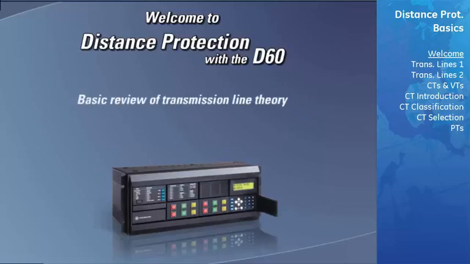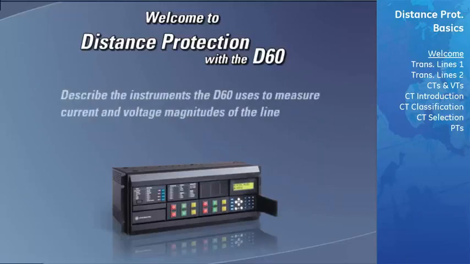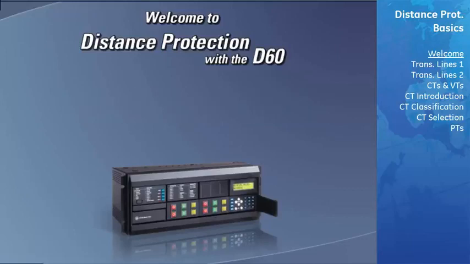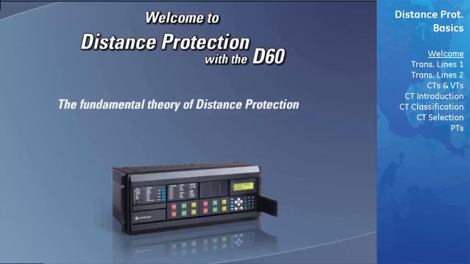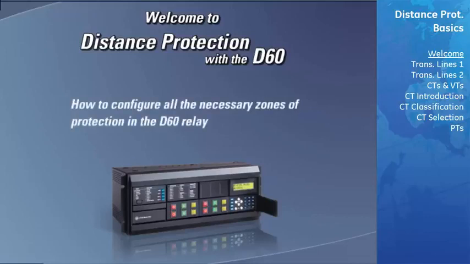This course will begin with a basic review of transmission line theory, and then move on to describe some of the various instruments that the D60 uses to measure the current and voltage magnitudes of the line. Then the student will proceed through the fundamental theory of distance protection and the different types of distance protection zones that are commonly used.